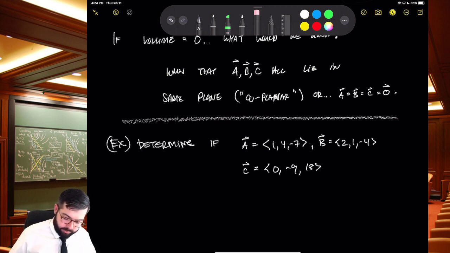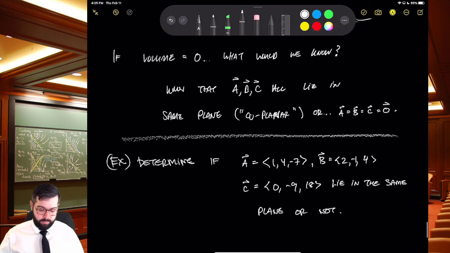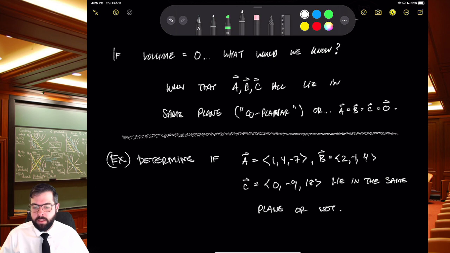Oh, I switched these up. Hold on. There should be a -1 and a +4. Okay, and vice versa, right? We know that if it's non-zero, that they're not coplanar. So give this a shot. At least get it set up.